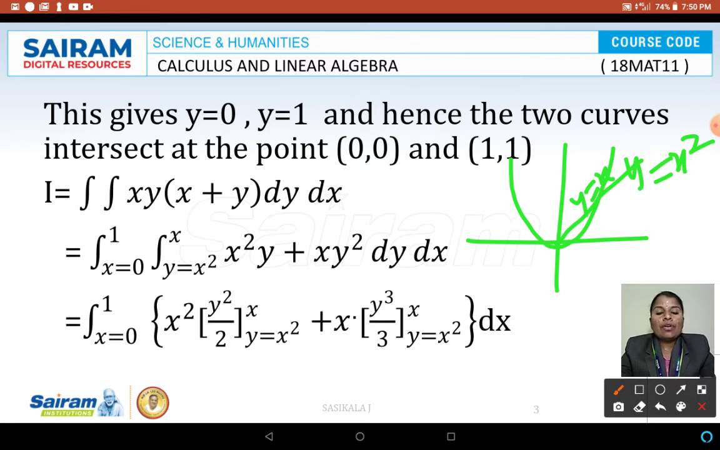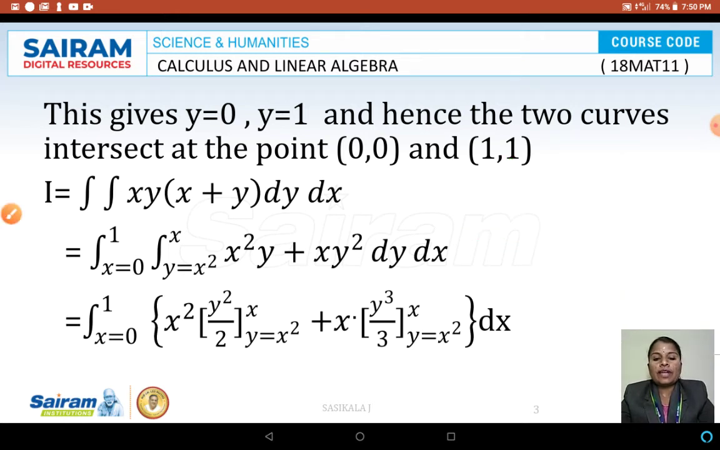Now, in the region you can draw a line parallel to the y axis. The lower limit is the curve y equal to x squared, and the upper limit is y equal to x. So the integral has x varying from 0 to 1 and y from x squared to x. The inner limit is y because y is a variable limit here. Then take xy inside and multiply: x squared y plus x y squared, dy dx.